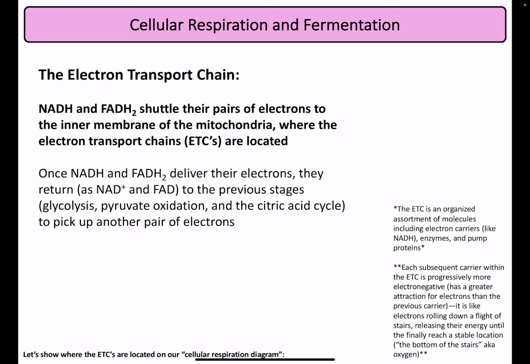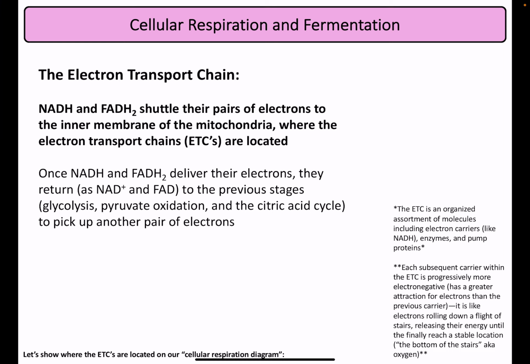And we're going to start with all of those molecules of NADH and FADH2 that we produce during stages 1 through 3. And we're going to follow them to the inner membrane of the mitochondria. And that is where stage 4 is going to occur. Now, I'm going to use the term ETC oftentimes to represent electron transport chain, just so it's easier to say. So if I say ETC, that just means electron transport chain.